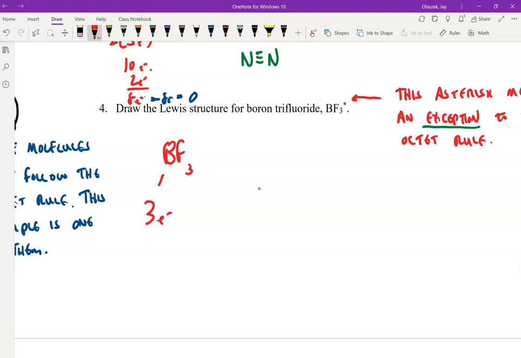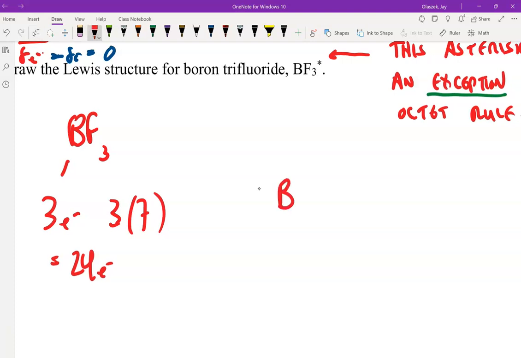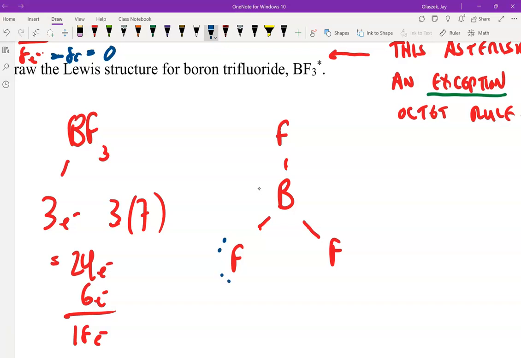Boron has got 3 valence electrons. There are 3 fluorines and they each have 7. That means we have a grand total of 24. We'll put the boron in the middle. It only has 3 fluorines, so the simplest design looks like this. We've used up 6 electrons in the bonding, and that tells us that we have 18 left. Of those 18, I'll fill the valence of this fluorine so that it has 8. I'll fill the valence of this fluorine so that it has 8. I'll fill the valence of this fluorine so that it has 8. We've used up 18 electrons, and there aren't any left.